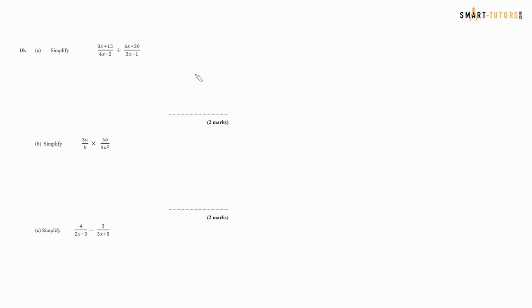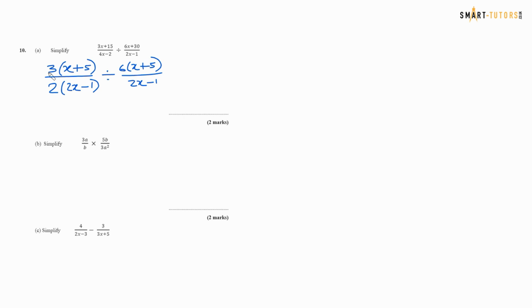Question number 10. Simplify 3x plus 15 over 4x minus 2 divided by 6x plus 30 over 2x minus 1. So I'm going to factorize each and every expression. 3x plus 15, I can take the 3 out, x plus 5. Down 4x minus 2, I can take the 2 out, is 2x minus 1. Divided by, I can take the 6 out, which is x plus 5 over 2x minus 1.